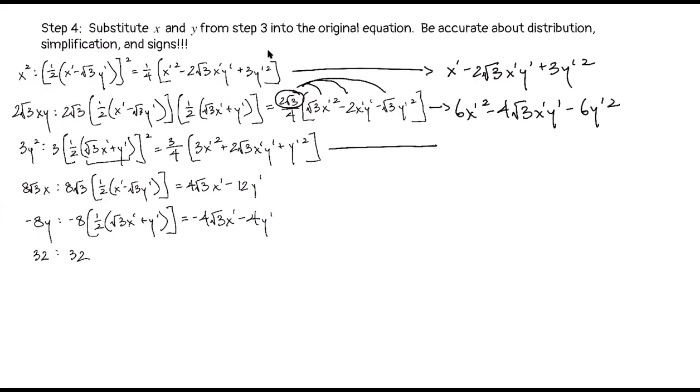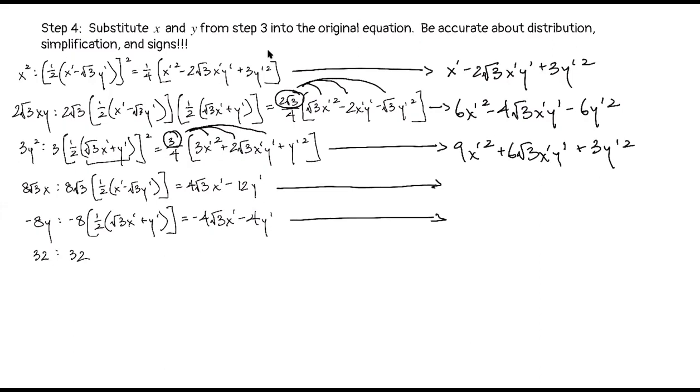If I take the third one and multiply it by 4, the only thing I'm distributing is that 3. And that gives me 9x prime squared plus 6 root 3 x prime y prime plus 3y prime squared. Now, I can't just do it to those 3 and not the other 3, so I have to make sure that all of these get multiplied by 4 as well.